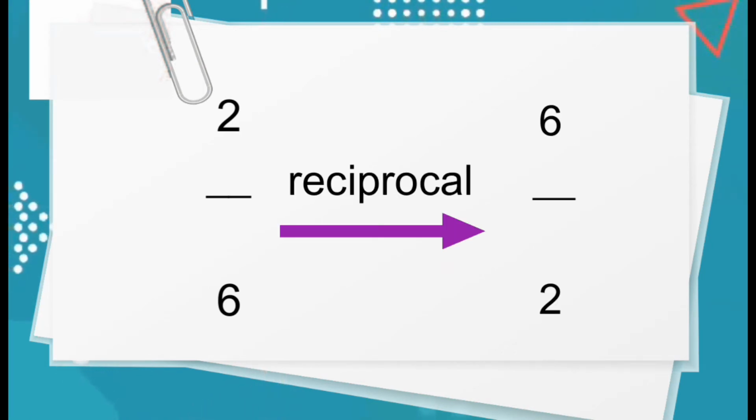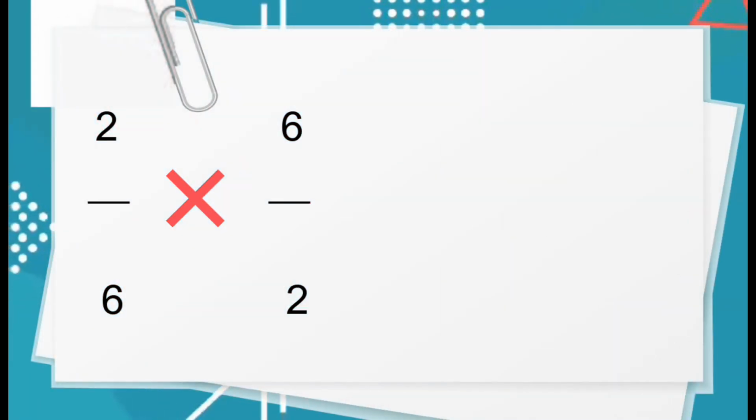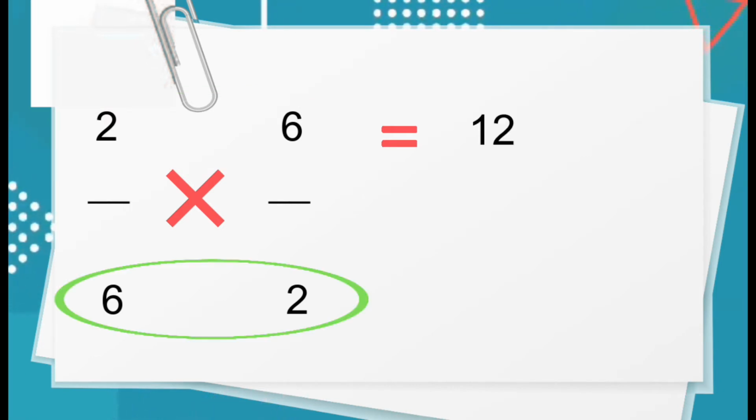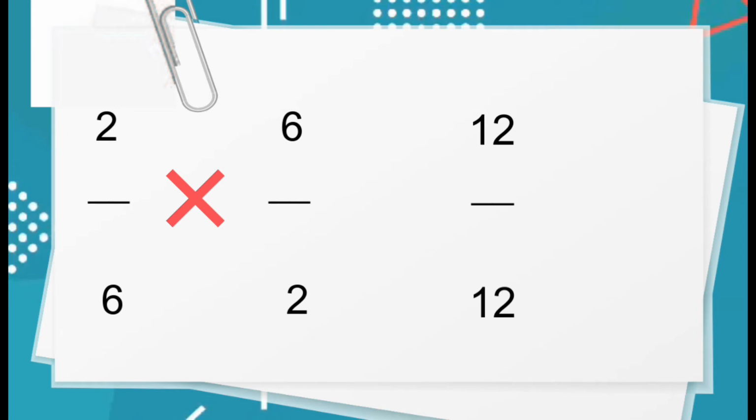2/6. The reciprocal of 2/6 is 6/2. Now, let's do the multiplication. First, multiply the top numbers or the numerators. 2 times 6 is equal to 12. Second, multiply the bottom numbers or the denominators. 6 times 2 is also 12. Therefore, the product of the given fraction and its reciprocal is 12/12 or 1.